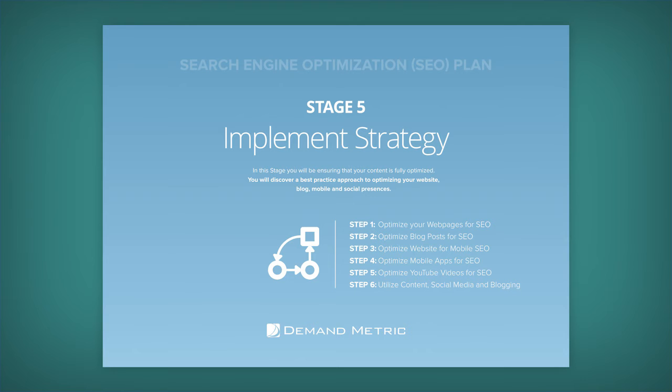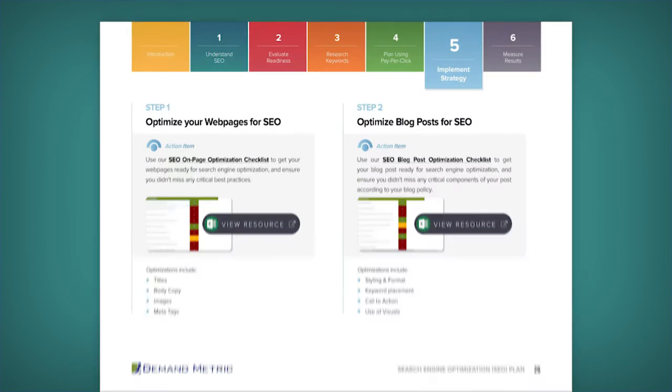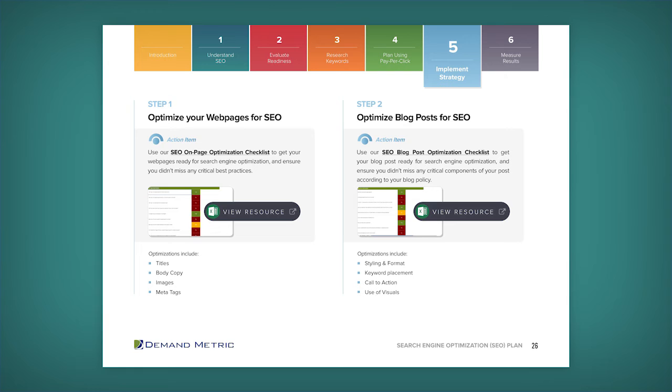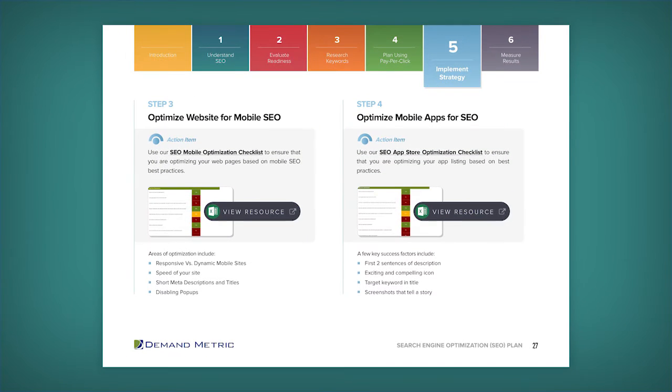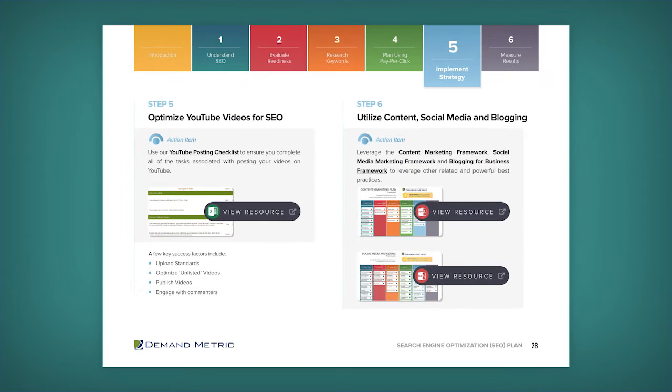In stage 5, you're going to implement strategy. And here, the first step is to optimize your web pages for SEO. You follow that by optimizing your blog posts, your mobile SEO, as well as mobile apps, and then YouTube videos as well. Ultimately, you're going to utilize content, social media, and blogging best practices.